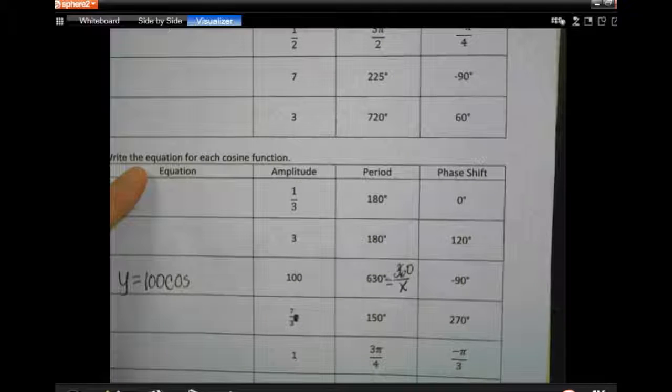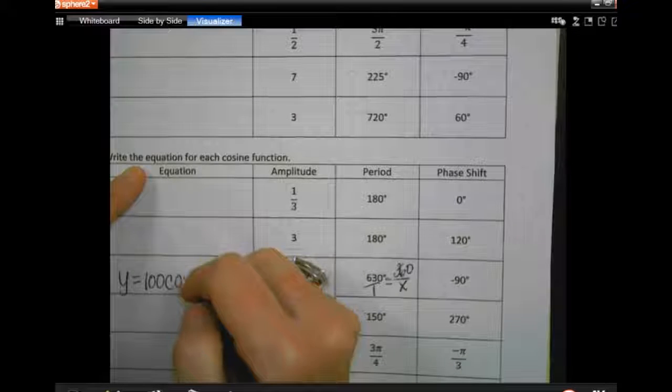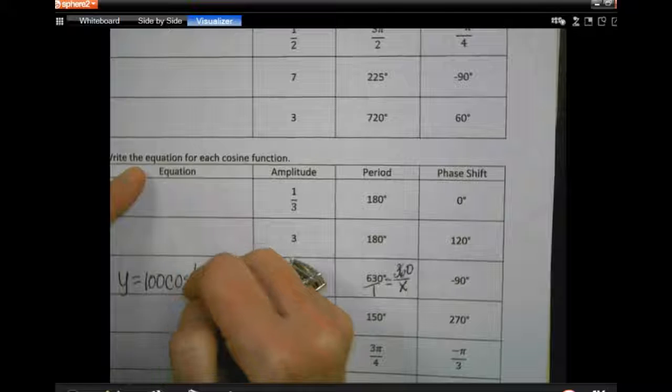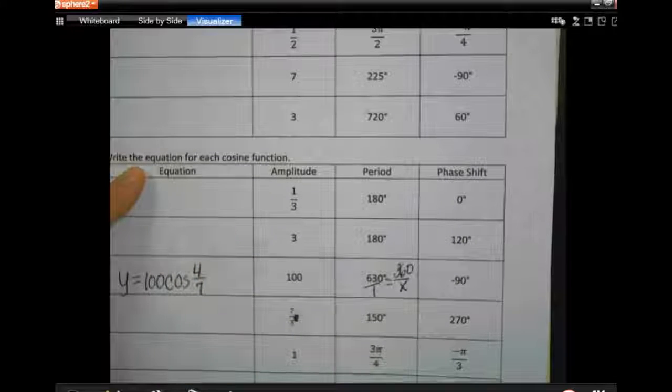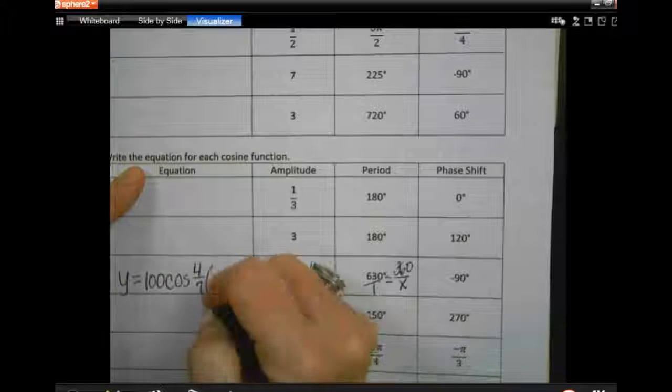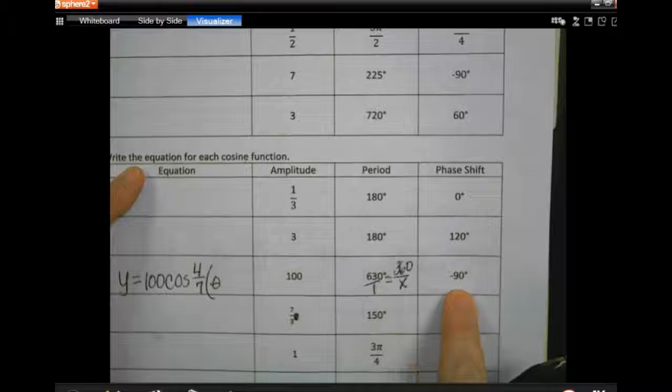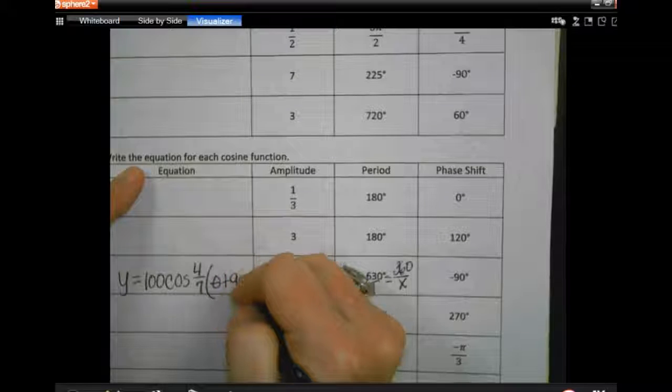So how do I solve for the x now? Put a 1 and cross multiply. So I end up with 360 divided by 630, right? And I think it's 4/7. Somebody double check me. Okay, so if this is 4/7, and I have theta, and my phase shift is minus 90, so that becomes plus 90.